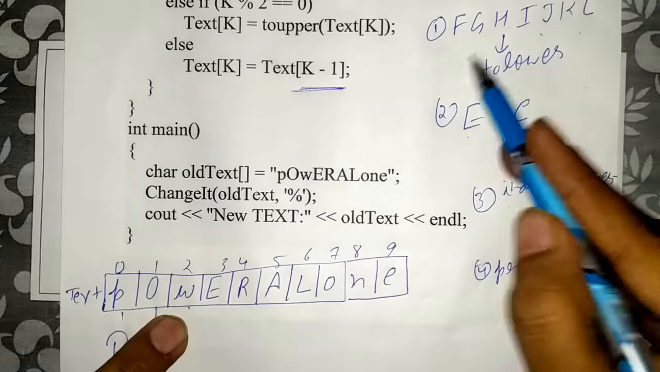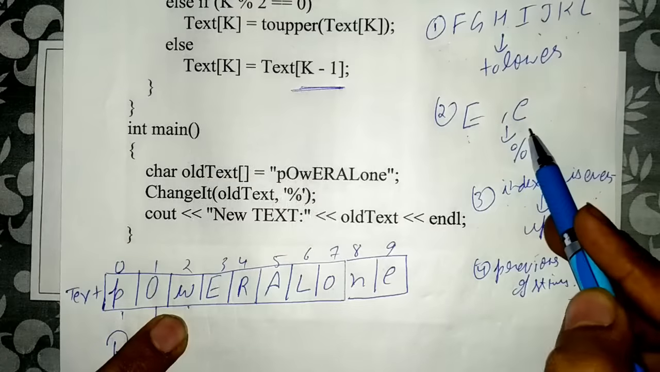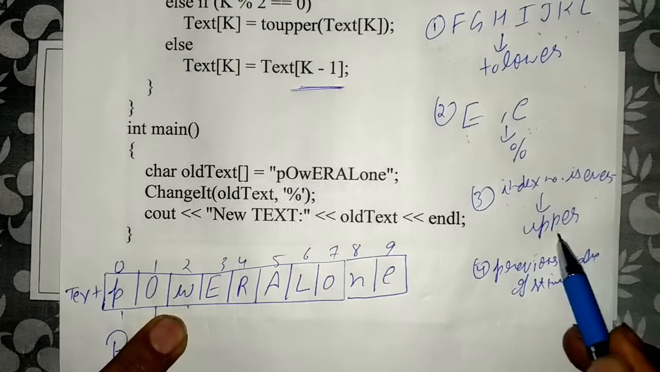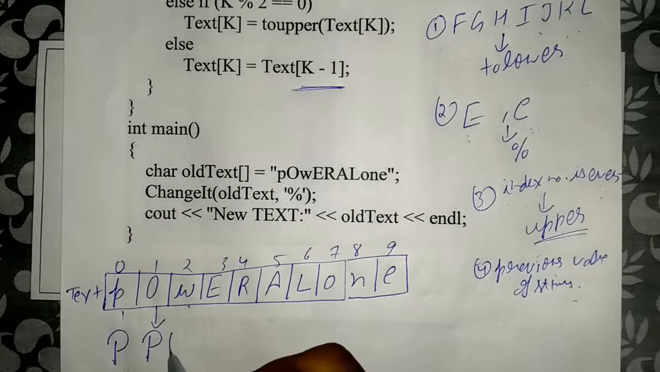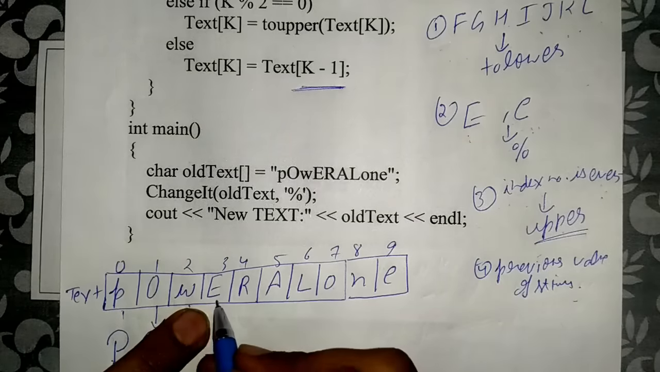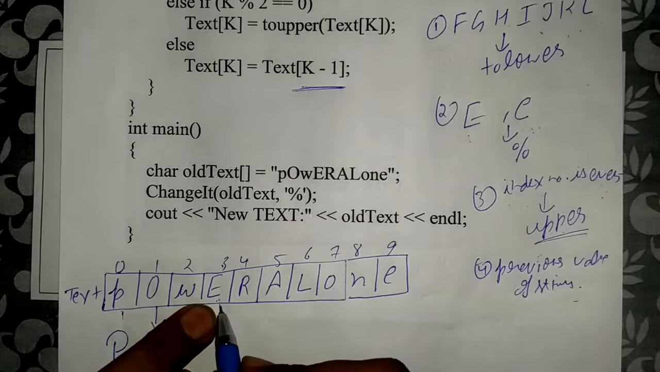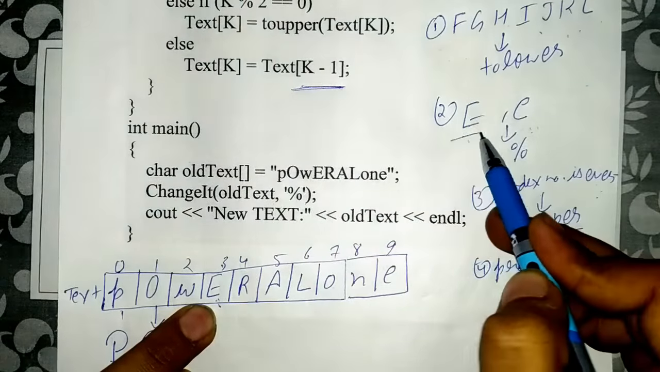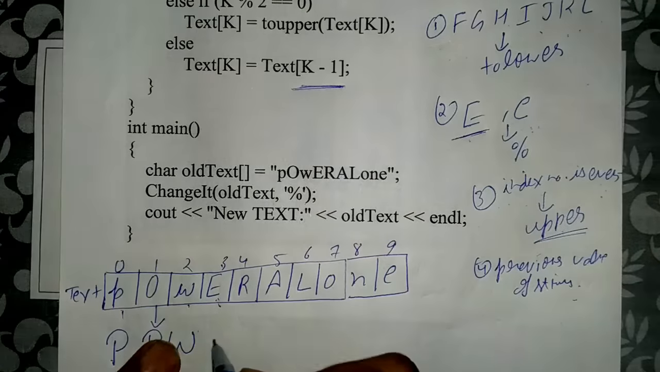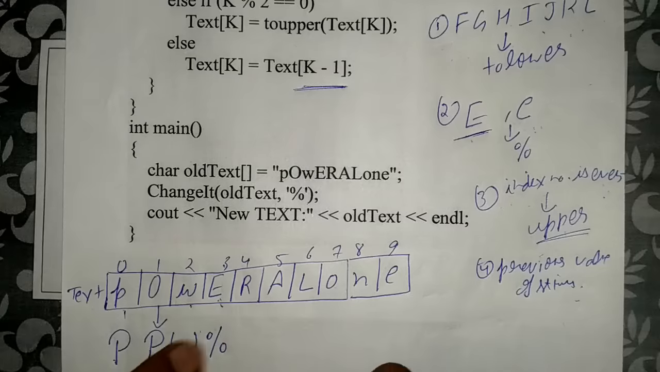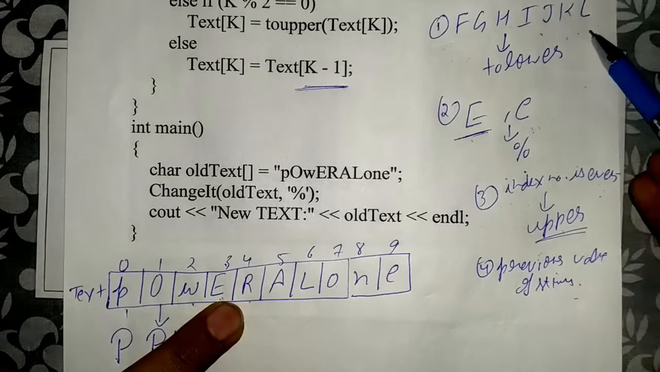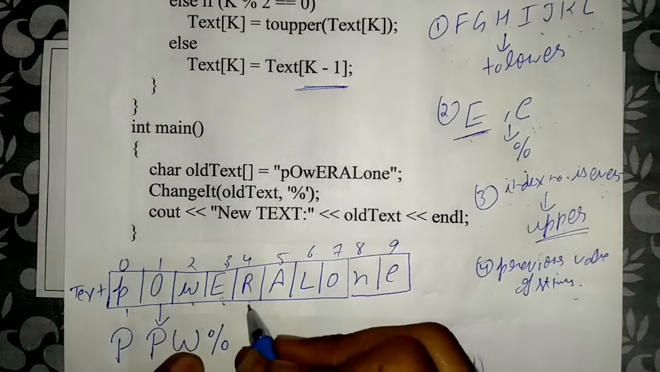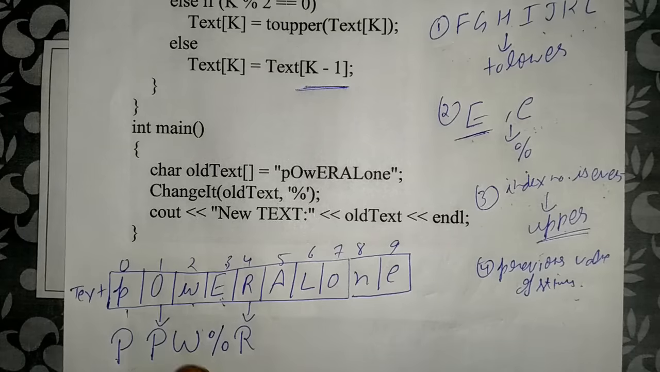Third case, don't lie in the first condition, don't lie in the second condition, it's not e or small e, but its index number is even, that means it lies in the third condition, that means we have to convert it into uppercase, capital W. Next, for text 3, it's not f, g, h, i, j, k, l, but it lies in the second condition, it's e, that means we have to convert it into percentage. Next case, not in the first condition, not even in the second condition, but its index number is even, we have to convert it into uppercase, it's already in uppercase, so we will write it the same as r.